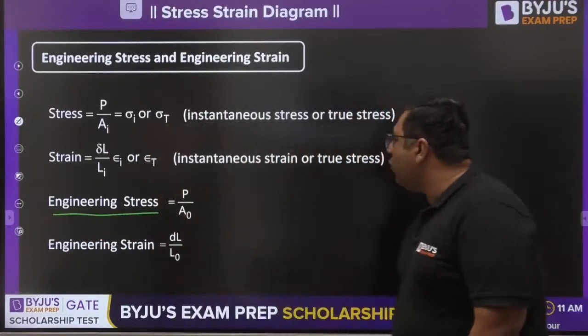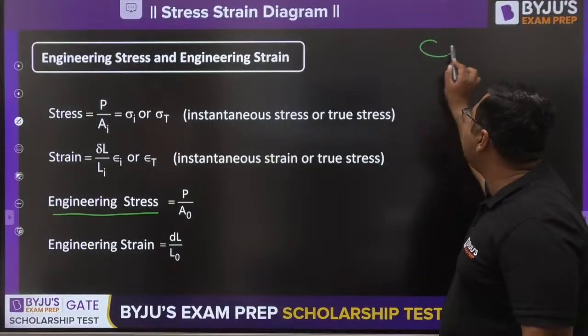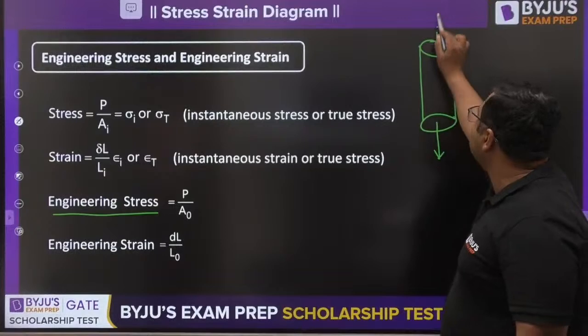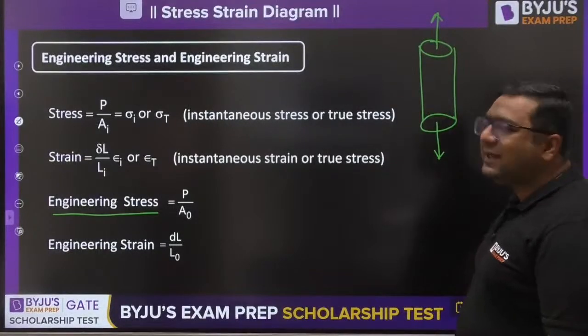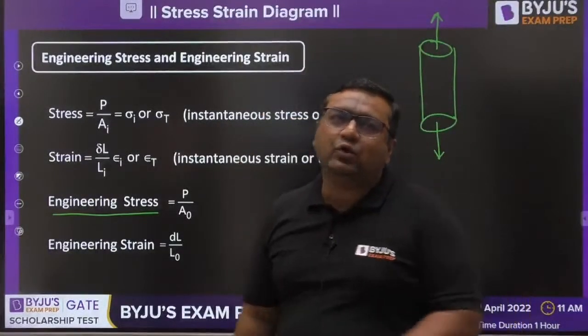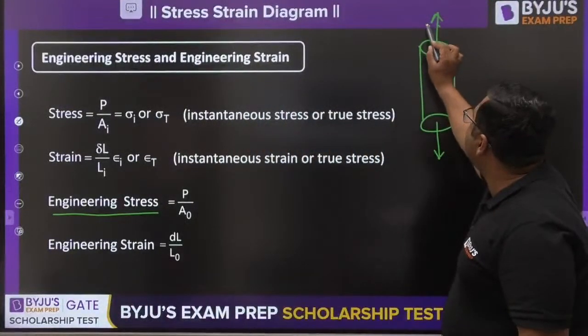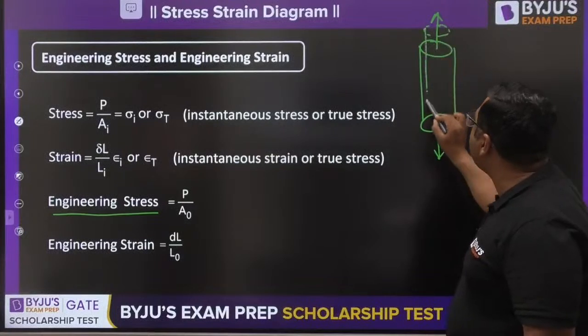So my dear, if you have a gauge length, like I have shown you like this, and you apply a load onto this, because of this load the length is going to increase and the cross-sectional area or diameter is going to reduce. So maybe in the next instant you get this type of specimen.